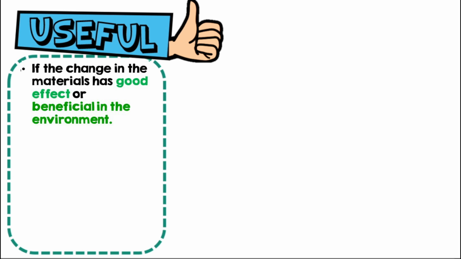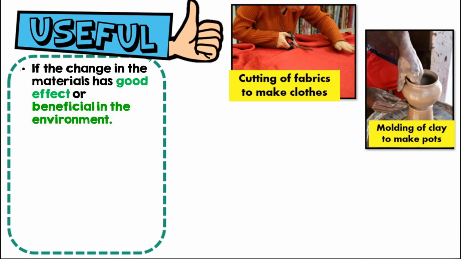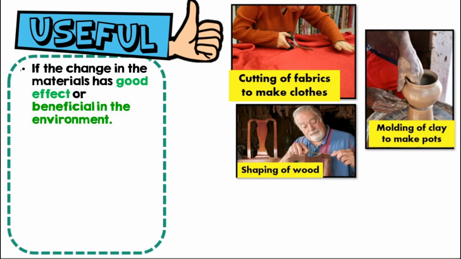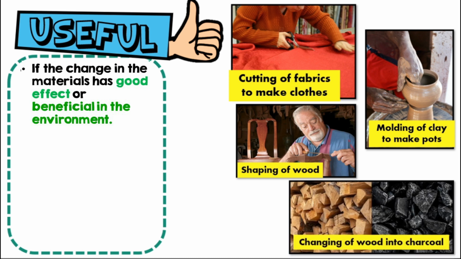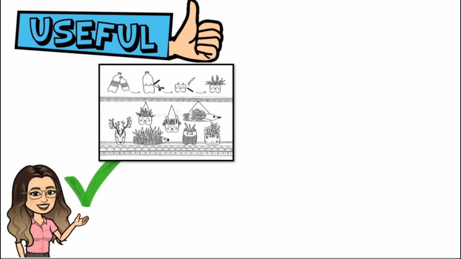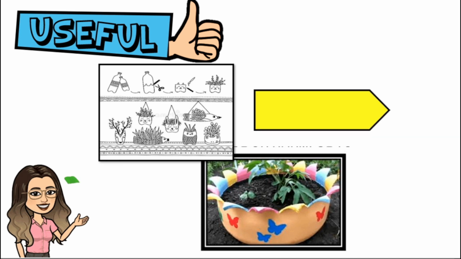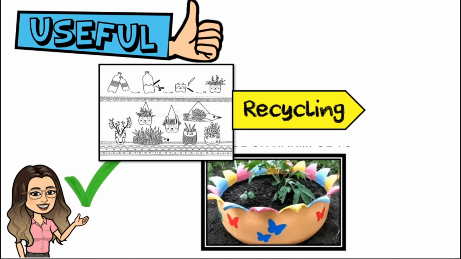Let's have these examples. Examples of changes in the materials that are useful in the environment are cutting of fabrics to make clothes, molding of clay to make pots, shaping of wood, and changing of wood into charcoal. There is also an example of useful changes in the environment, which are decorating and cutting of empty plastic bottles and old tires into pots, and that is what we call recycling.